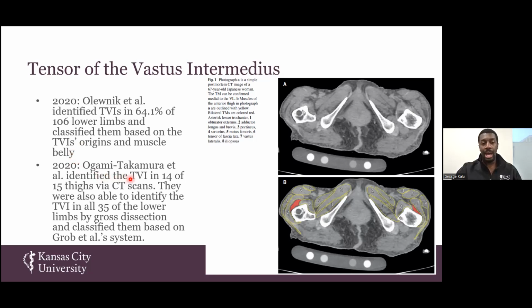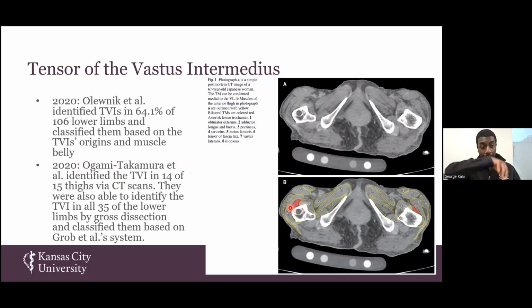In that same year, Ogami Takamura, his group identified the TBI via CT scans, and they found it in 14 out of 15 thighs via CT scans. And so that's what we're seeing here. So this was the original scan. And then this bottom picture is the scan with the muscles outlined. So this scan with the 7 kind of around it is the vastus lateralis. And the red component next to it, just medial to that, is what they refer to as the target muscle, which was the TBI.